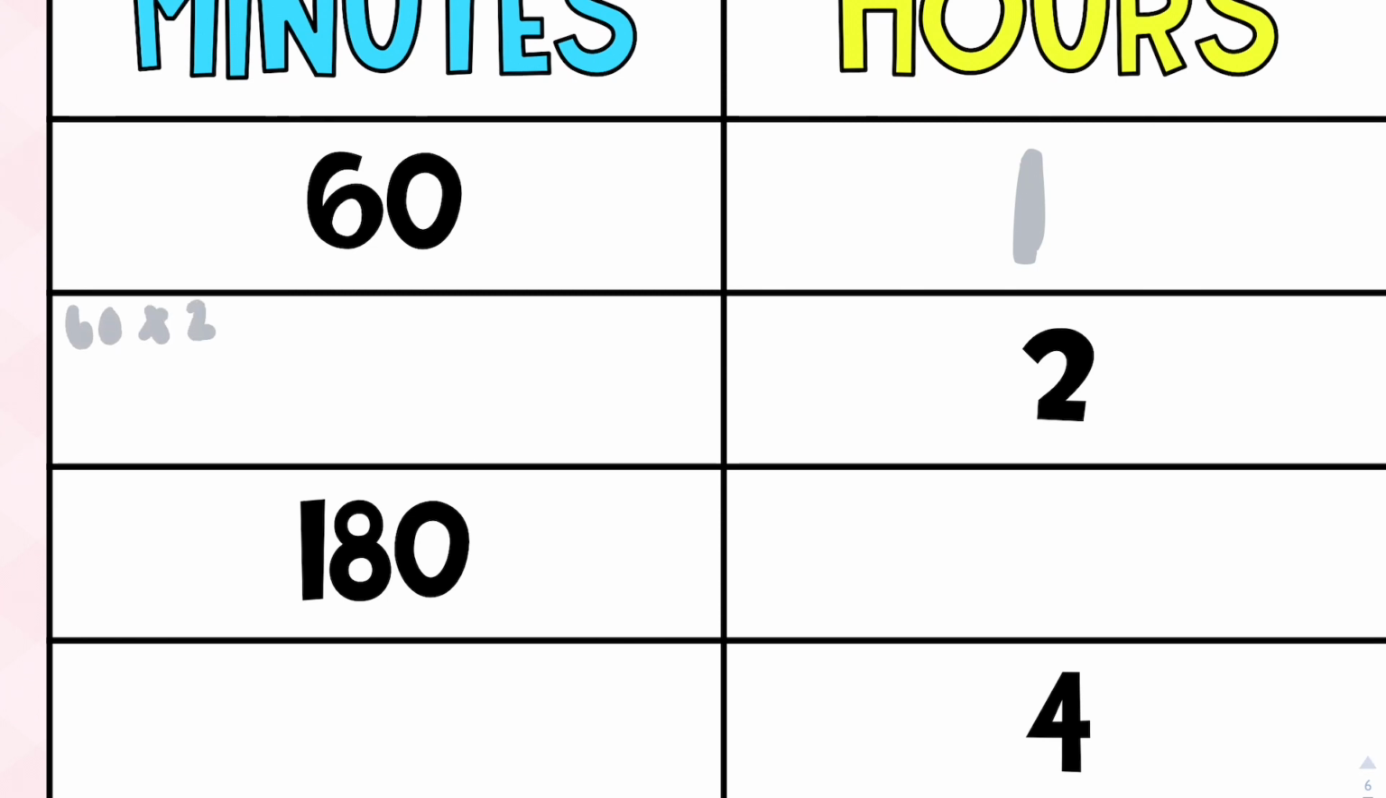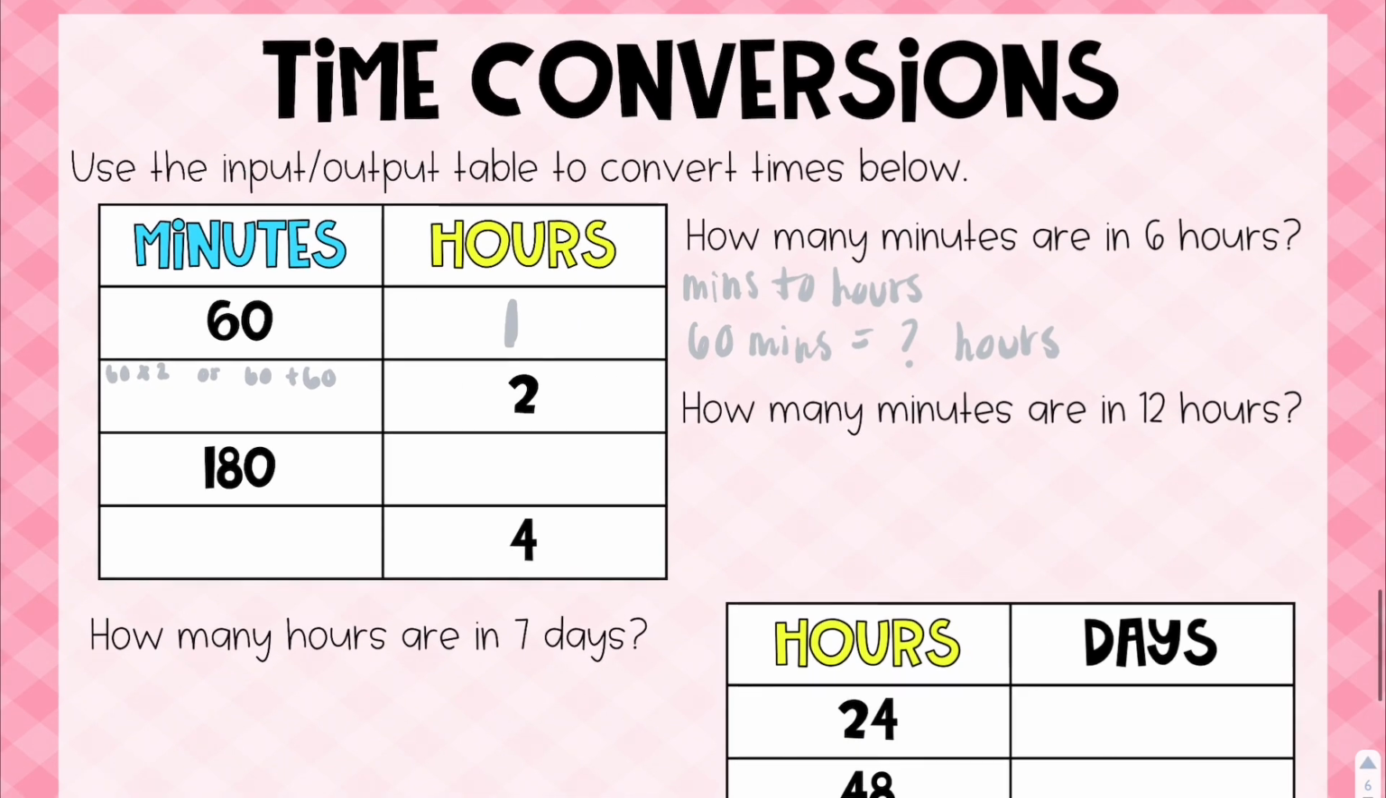You could have solved this first input-output table in several ways. You could have done 60 times 2 or 60 plus 60, which is just repeated addition. Because I know that 1 hour is 60 minutes, so for 2 hours I'd have to do 60 minutes twice. So I know that 60 times 2 is 120 because I know 6 times 2 is 12. And then the same thing for 180 minutes.